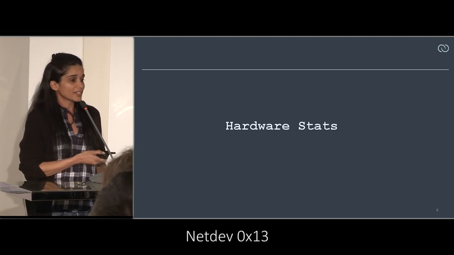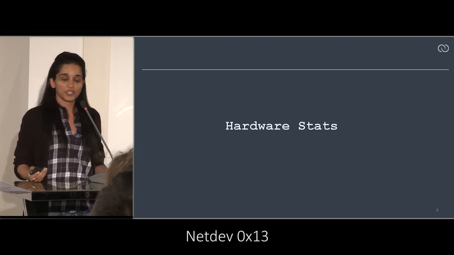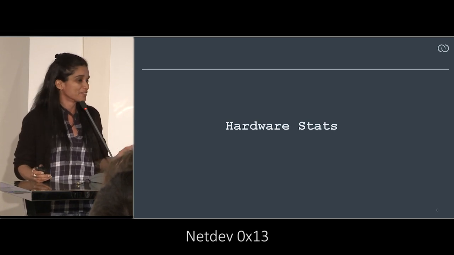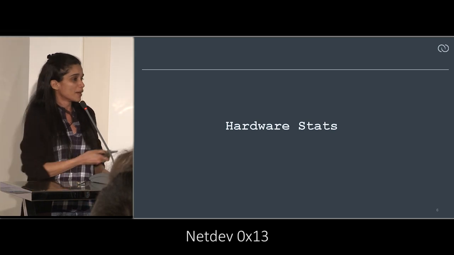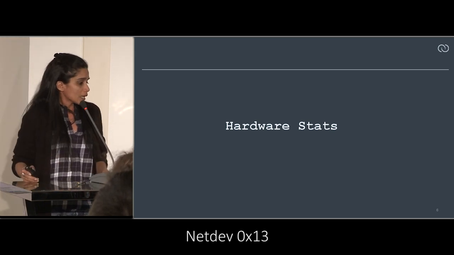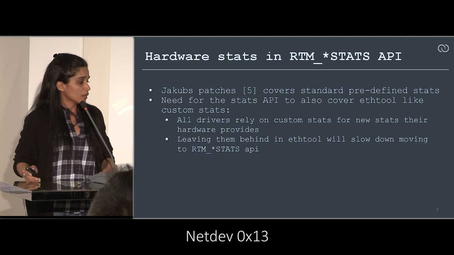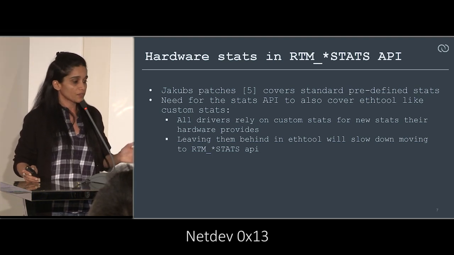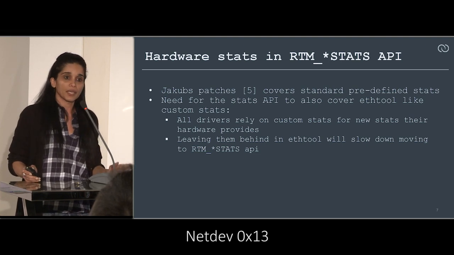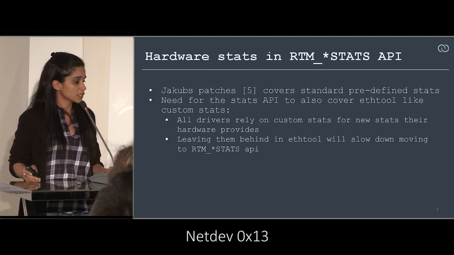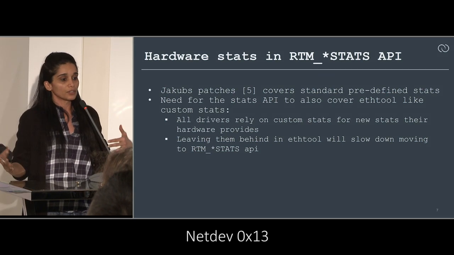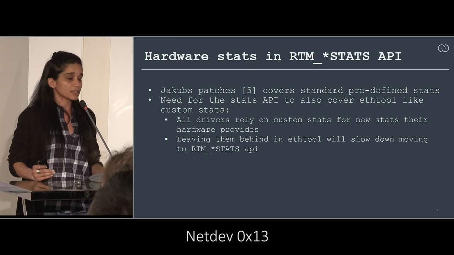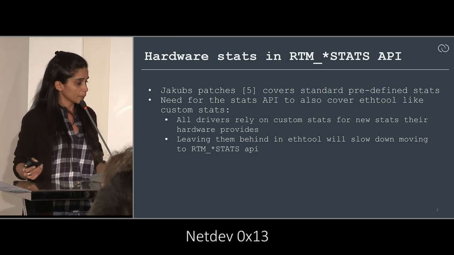Okay, hardware stats. Yeah, I didn't get the memo from the TC workshop. I think you guys have talked a lot about stats. Andy, you can jump in. I know you talked about stats. But yeah, there's a lot of stats related stuff going on in the rest of the subsystems apart from TC as well. One is the RTM stats API. This API has been there for some time now. It's a Netlink API to get stats, and the idea is to convert all the stats in the system to use this API if possible, right?